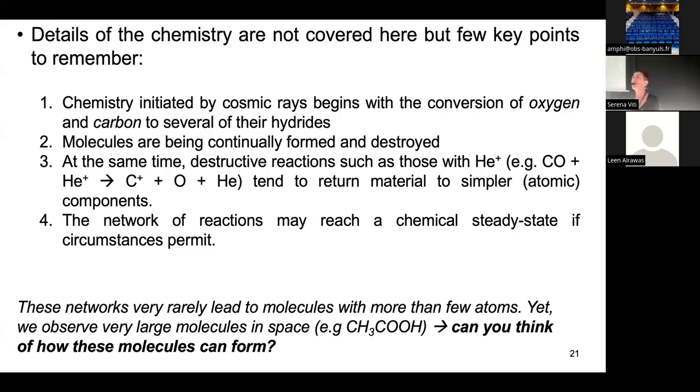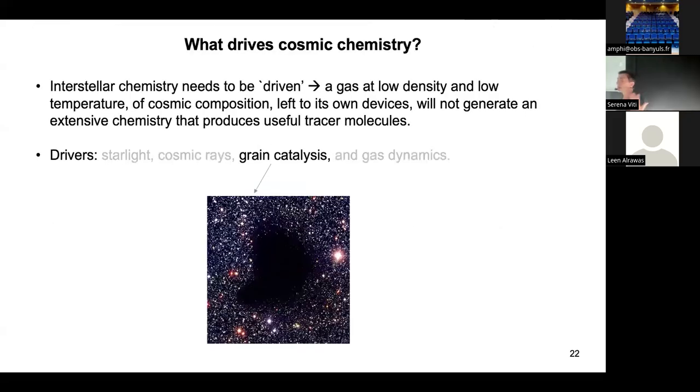network of products. And yet, in the interstellar medium, we see very complex big molecules, like this one, for example, CH3COOH. So here we have four heavy atoms, 2 carbon and 2 oxygen. So how do these big molecules form? It's not through cosmic rays. Okay, so we need another driver for big molecules. And that other driver is dust.